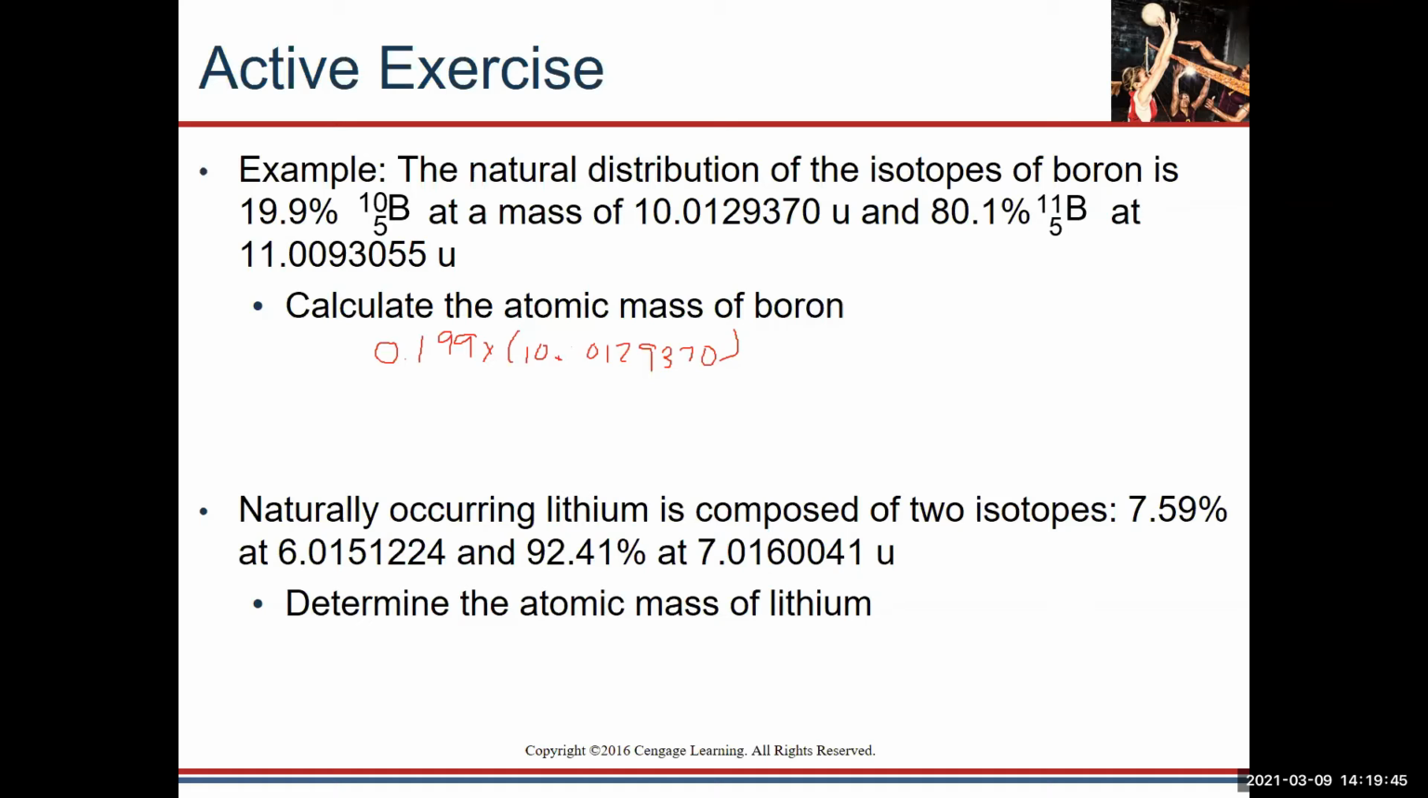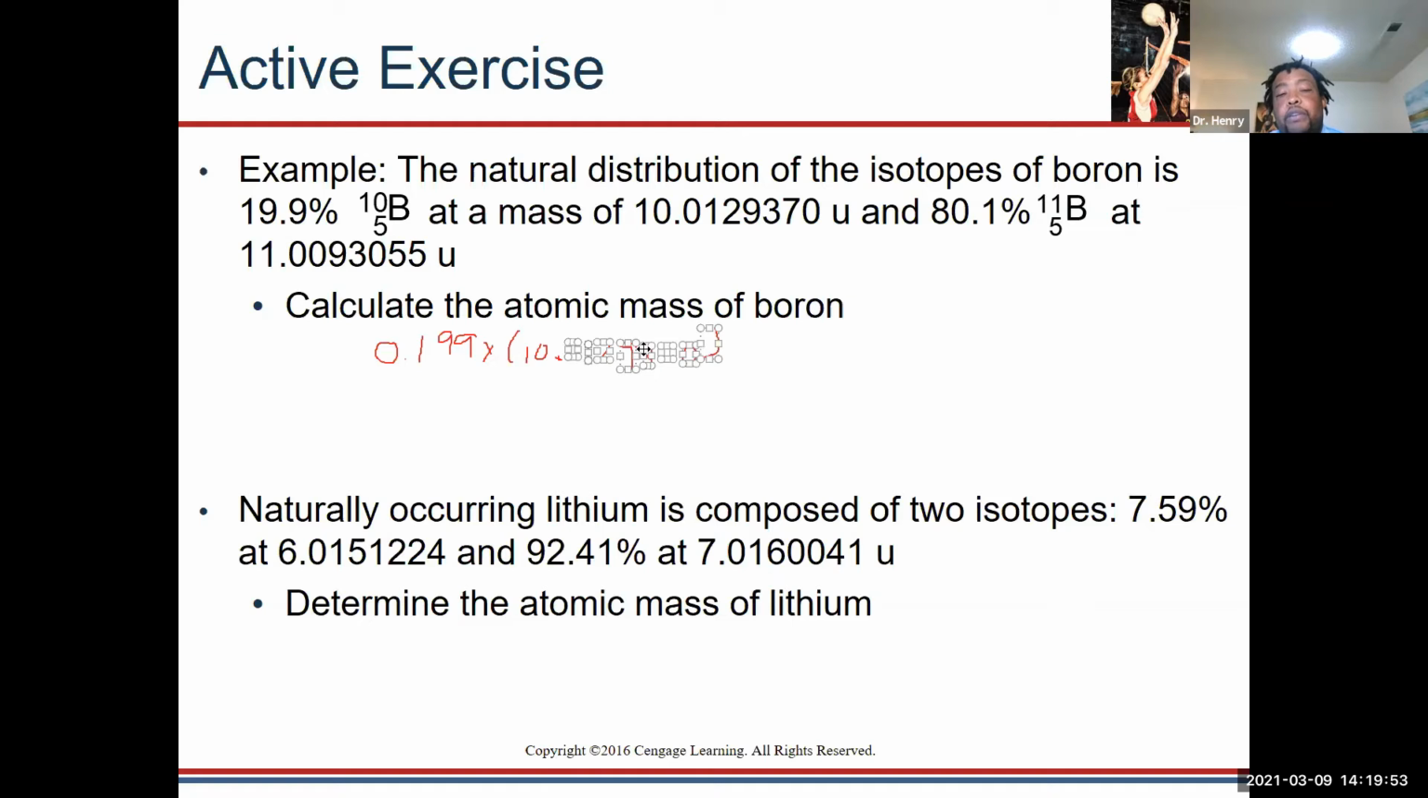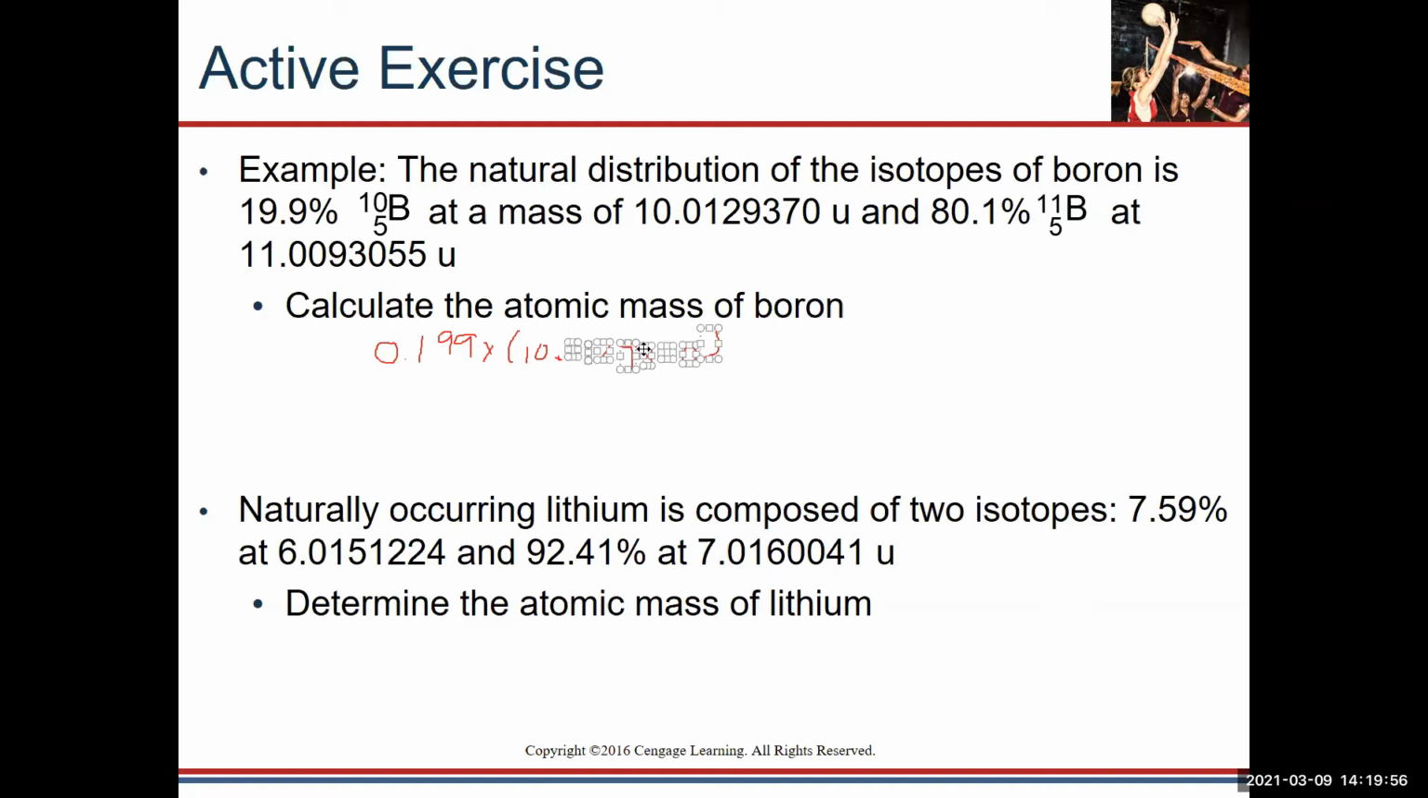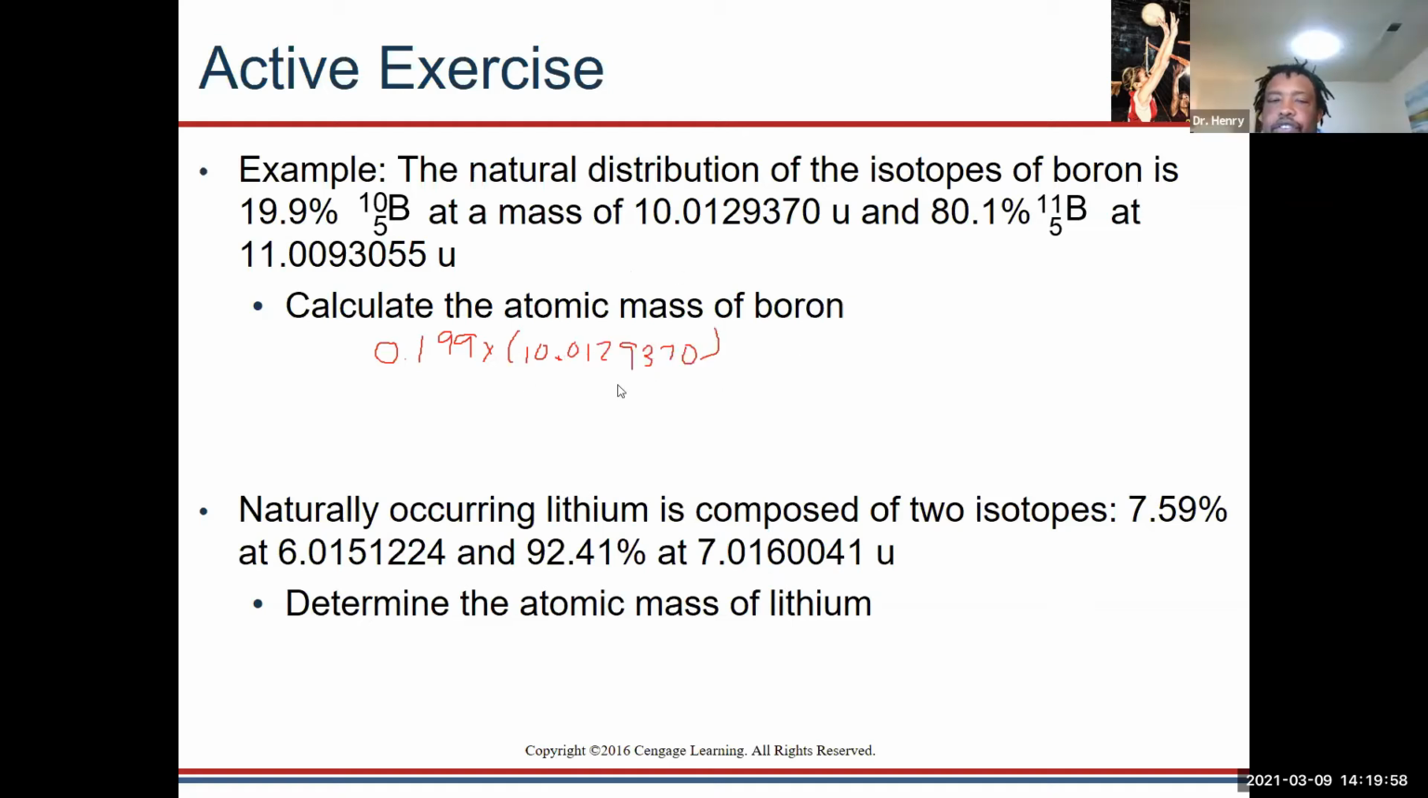So when we did that first example, you just randomly put those numbers, right? That 0.2 and 0.8 wasn't exact, it was just based upon the graphs. But this is how we're normally going to see it, this exact. And then we have 0.801 times 11.009305.